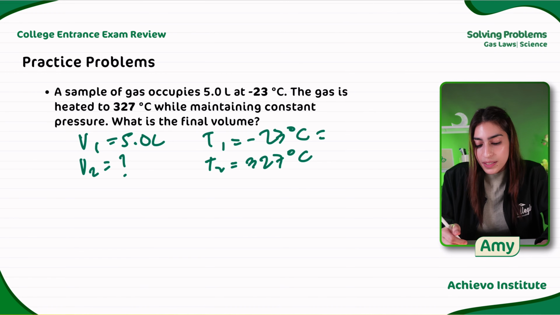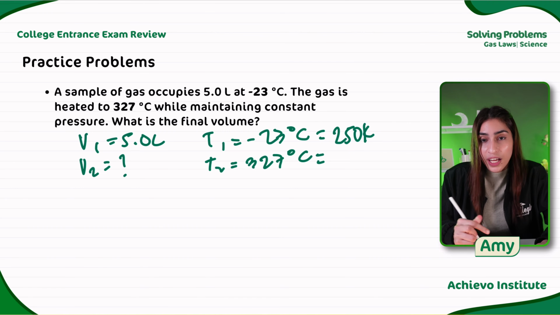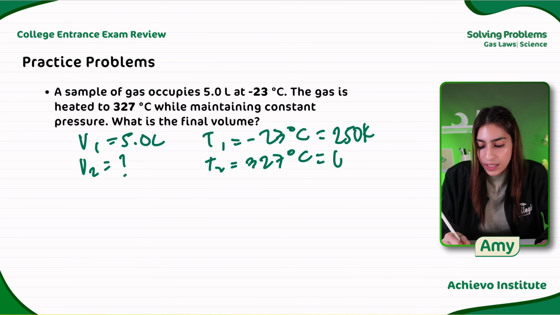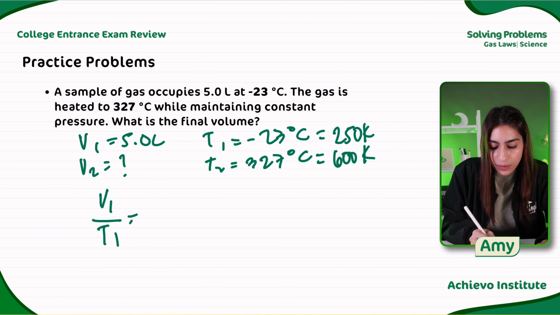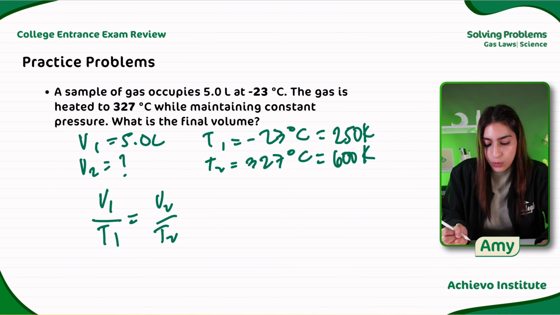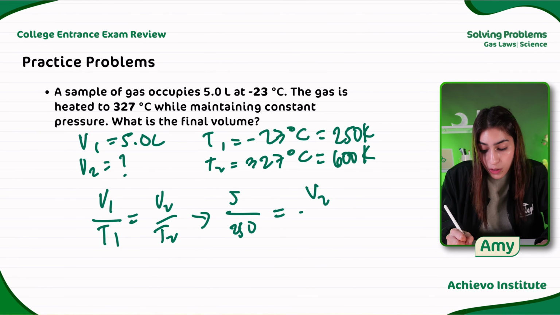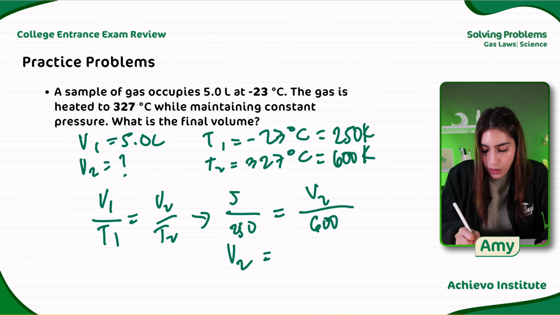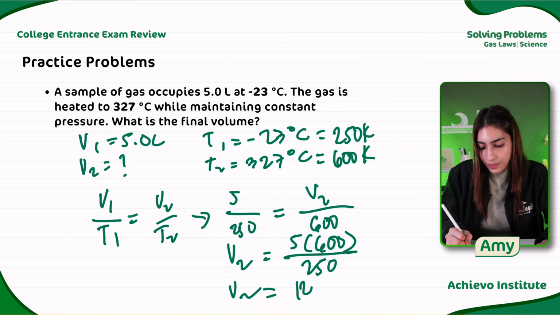So this will give us 273 minus 23, that's going to give us 250 Kelvin, and 327 plus 273, that's going to give us 600 Kelvin. So we know that Charles' law is just V1 over T1 is equal to V2 over T2. Let's just plug in. That's going to be 5 over 250 is equal to the V2, which we are looking for, over 600. So let's just transpose to get V2 is equal to 5 times 600 over 250. And that is going to be equal to 12.